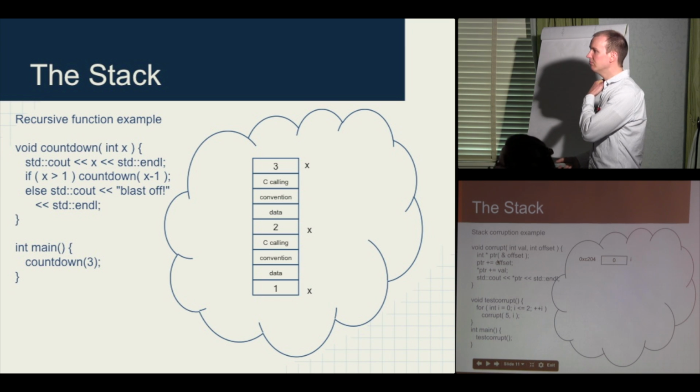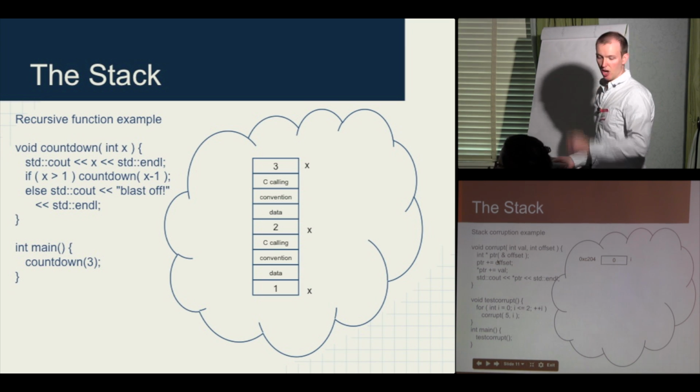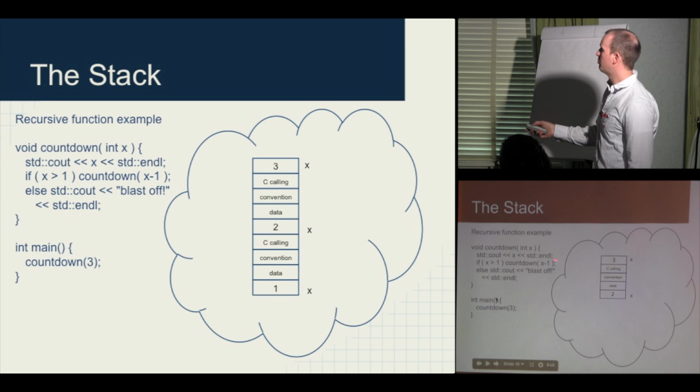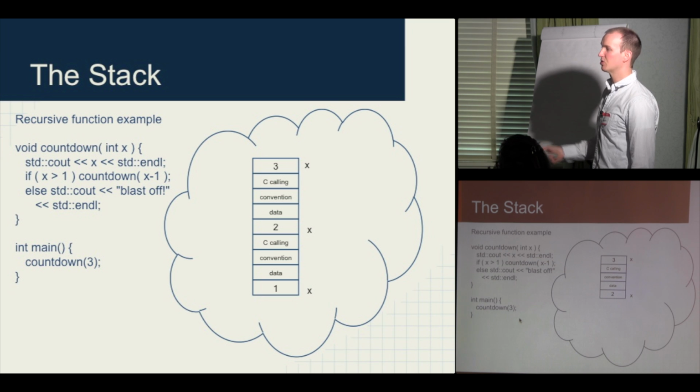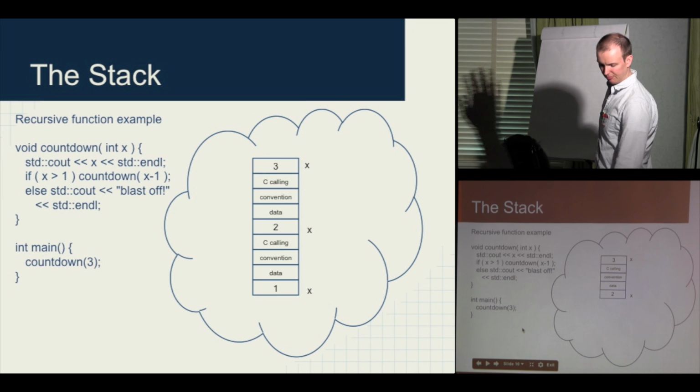So why doesn't it want to be 3 blast off? Oh, because it output 3 before it descended into that. So it says 3, and then it executes it for 2, and it says 2, executes it for 1, and it says 1, and then finally blast off.